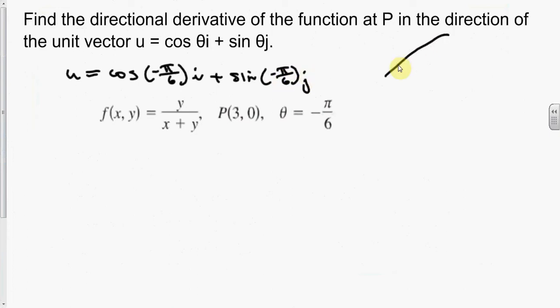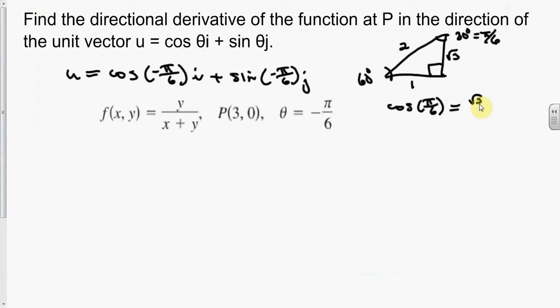Now I need some help. So if I look at the 30, 60, 90, break this up like I showed you before. And over here is 60 degrees. This is the 30 degrees, pi over 6. So the cosine of pi over 6 is square root of 3 over 2. And the sine of pi over 6 is 1/2.